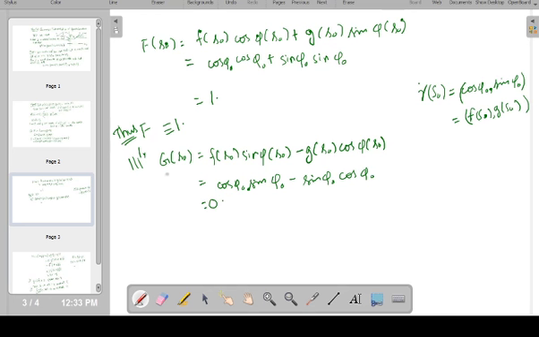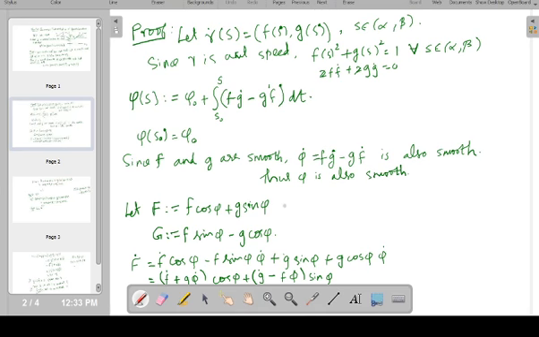But g is identically a constant function and its value at one point is equal to 0. Therefore, thus g is also identically equal to 0. Okay. So let us substitute for f and g. So this is equal to 1 for all s, and this is equal to 0 for all s.